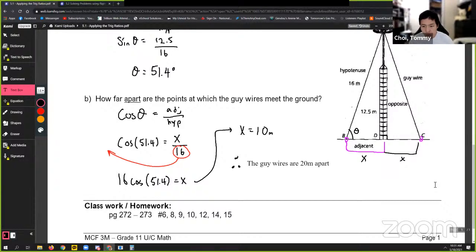Okay? So perfect. If you wrote x equals 10, that's great. You did get the right answer. If you did not get 10, double check how you typed it in your calculator. You might have just misinputted something by accident. So just double check that. All right?